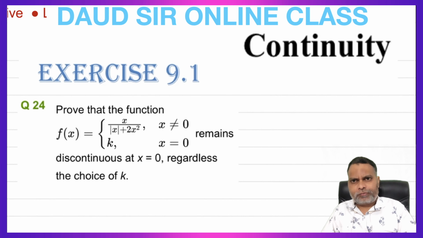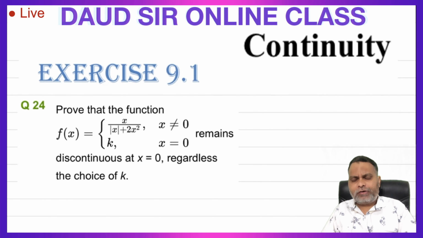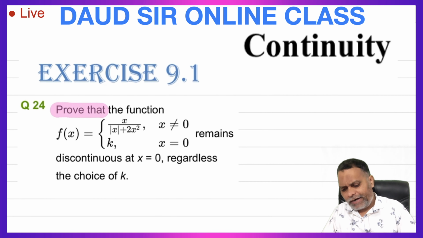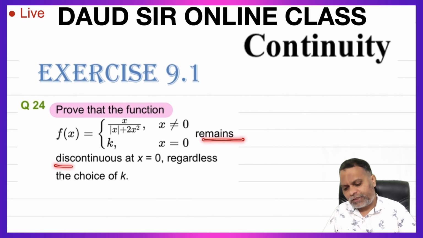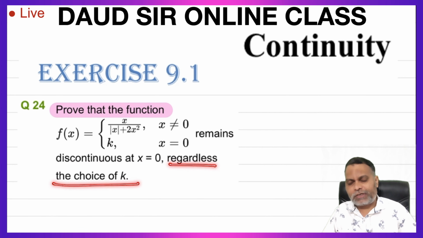Dear students, today continuity of R.D. Sharma, exercise 9.1 from question number 24. Prove that the function f of x is equal to x upon mod of x plus 2x square if x is not equal to 0, f of x is equal to k if x is equal to 0 remains discontinuous at x is equal to 0 regardless the choice of k.